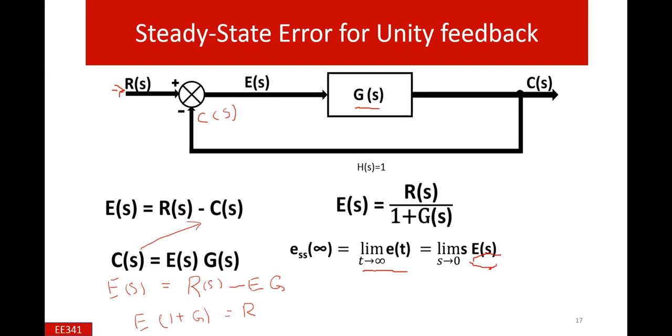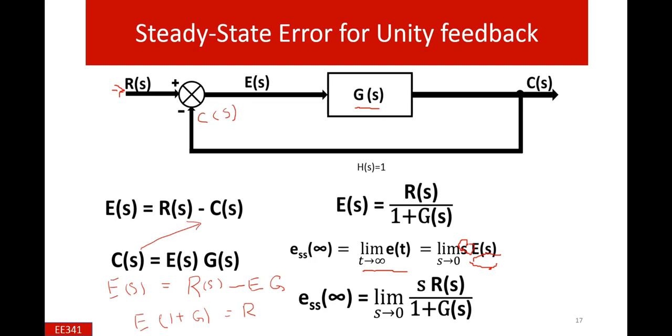So if we want to find the value in the time domain, then we have to multiply by s, and then apply the limit, and it is actually the opposite: from the time domain to the s domain, with s approaching 0, then the steady state error is like this one.